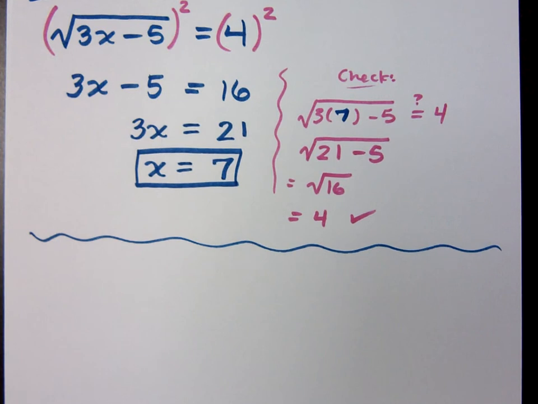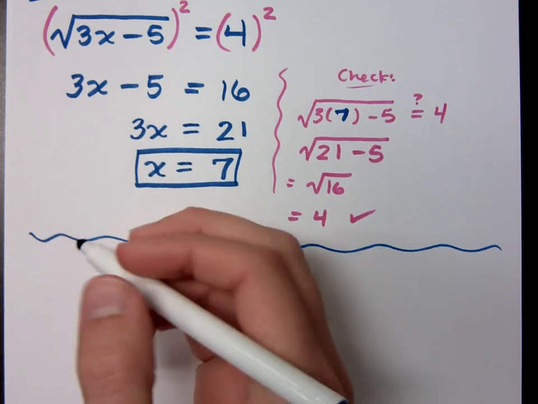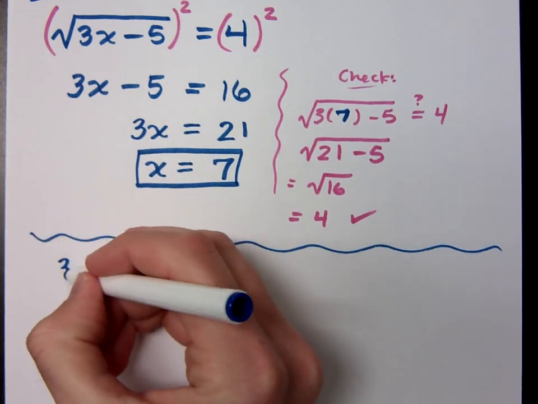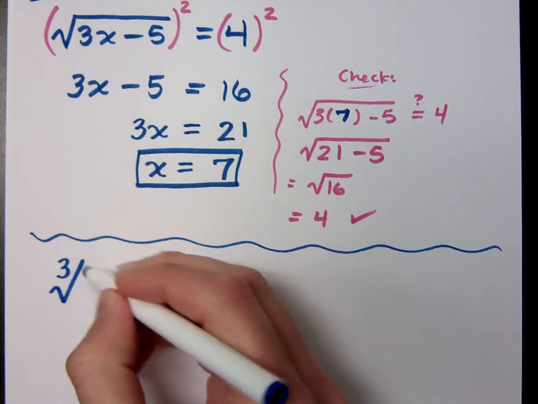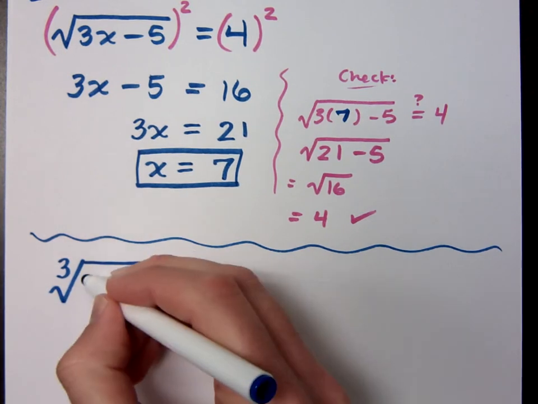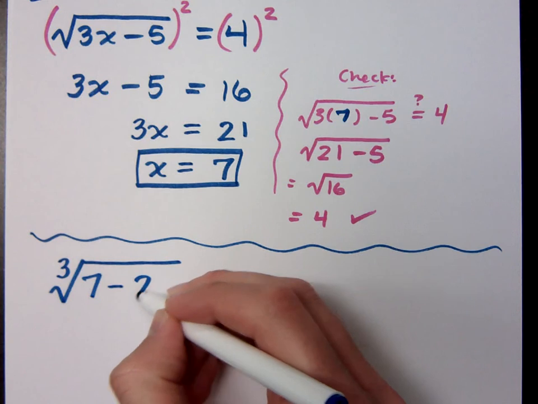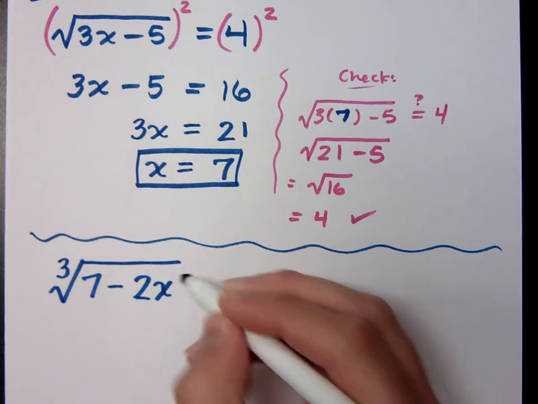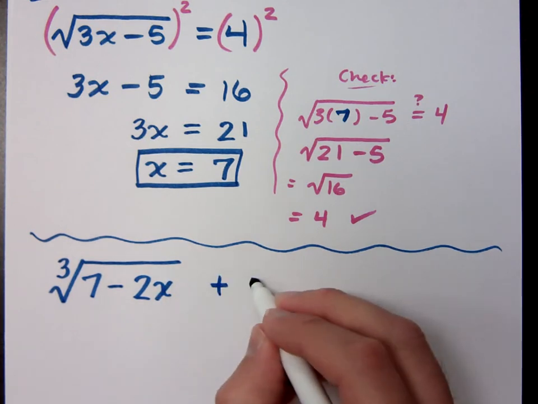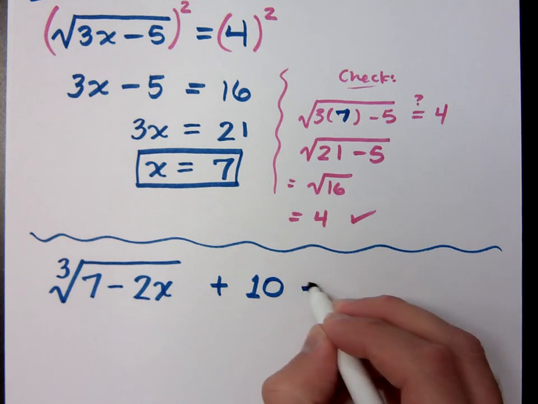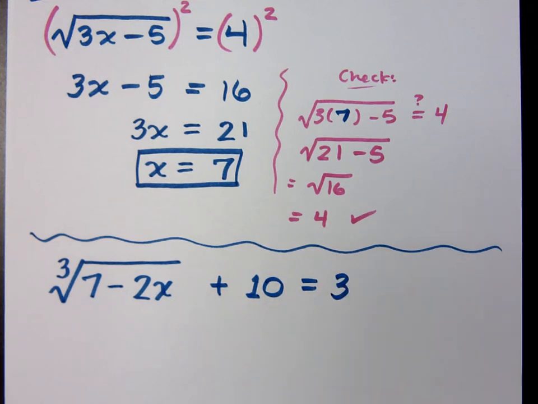Well, let's try another one, because I think you guys are feeling it. I'm in the groove. The cube root of 7 minus 2x, plus 10, is equal to 3. Follow those steps I gave you for solving these. What will you do?